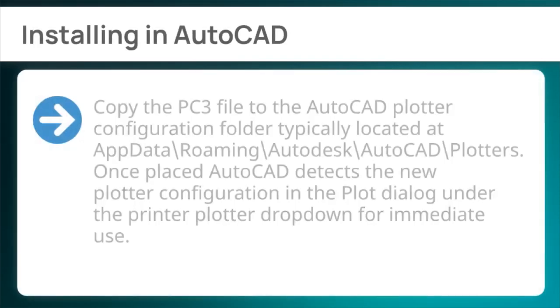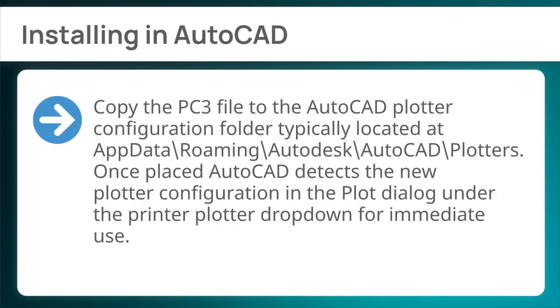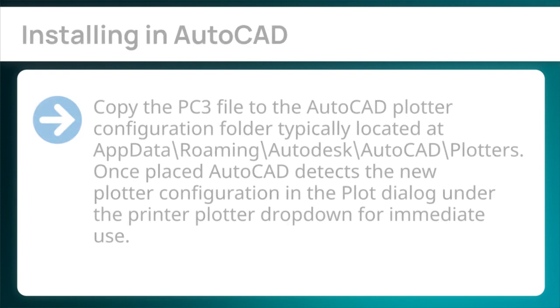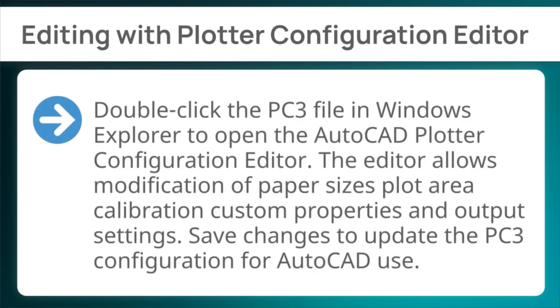First, installing in AutoCAD. Copy the PC3 file to the AutoCAD plotter configuration folder, typically located at AppData\Roaming\Autodesk\AutoCAD\Plotters. Once placed, AutoCAD detects the new plotter configuration in the plot dialog under the printer plotter dropdown for immediate use.